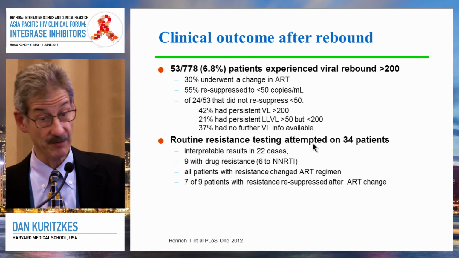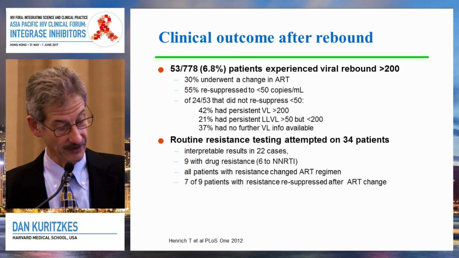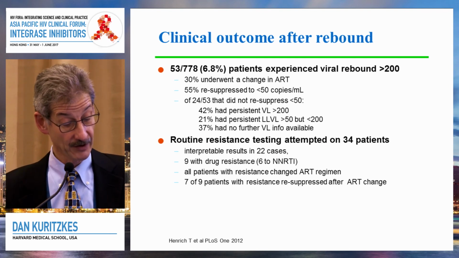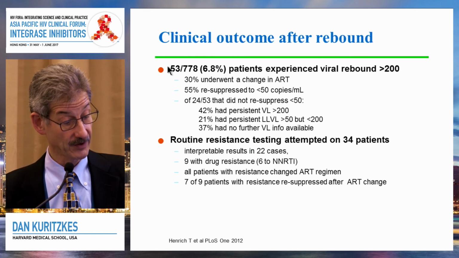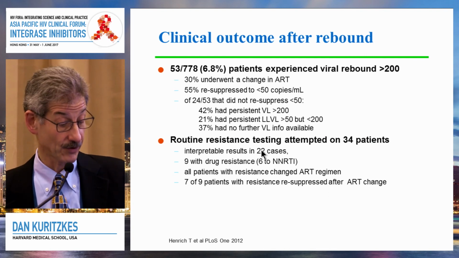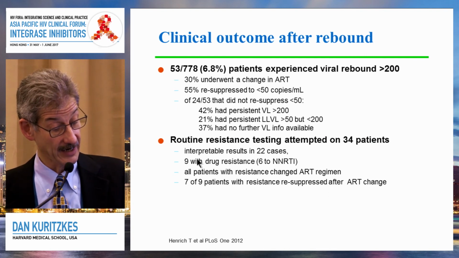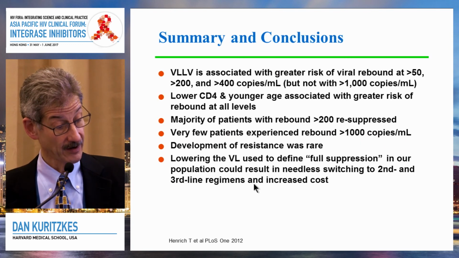Resistance testing was attempted by the clinician. This was all retrospective, so we didn't have samples to go back to, but the clinician made the decision to do resistance testing on 34 of these 53 patients, and they got results in 2/3 of them, in 22. 9 had drug resistance. All patients with resistance changed their regimen, and 7 of the 9 with resistance then resuppressed.